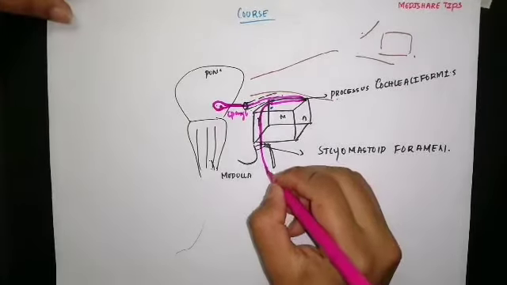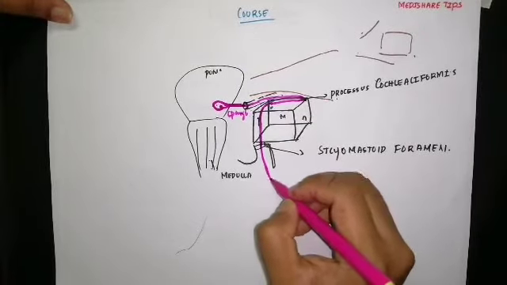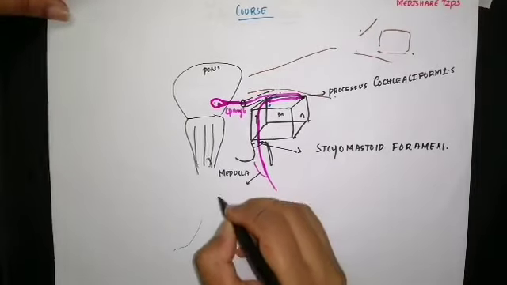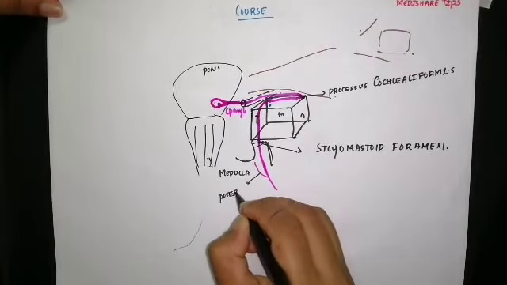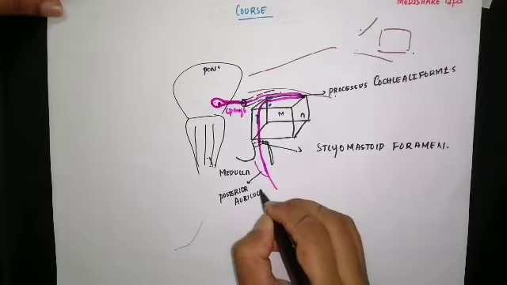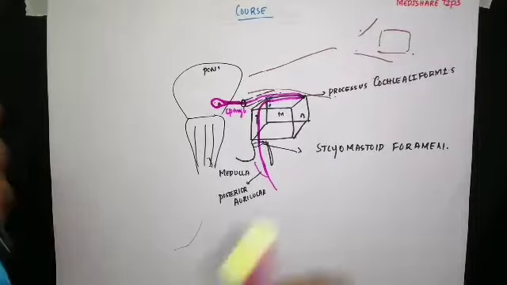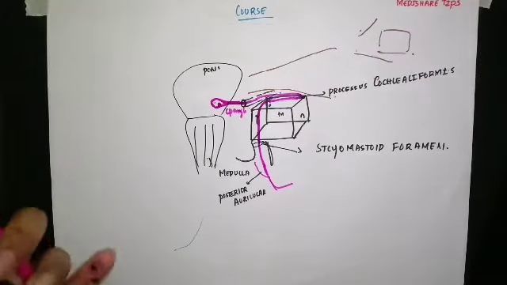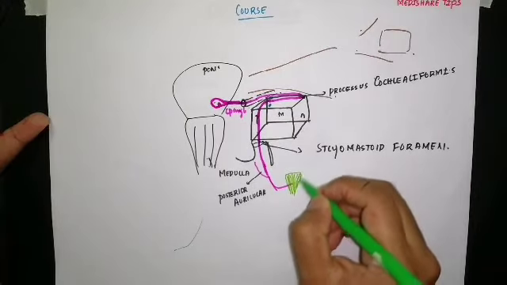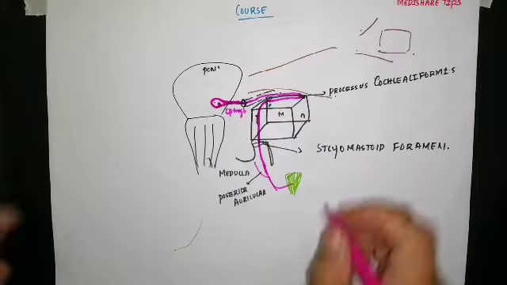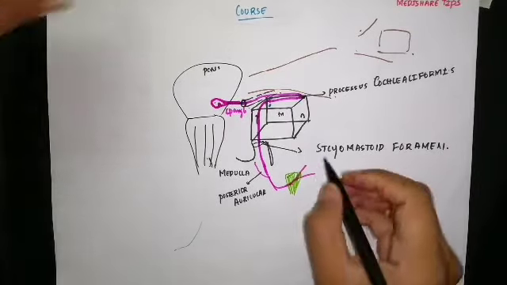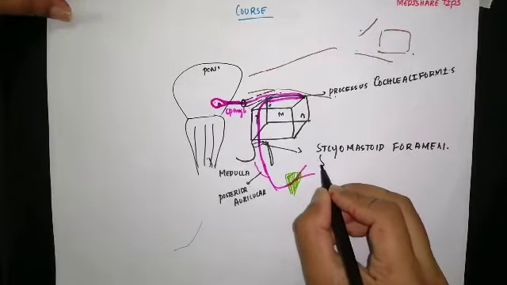After exiting through the stylomastoid foramen, immediately it gives out a branch which is known as the posterior auricular branch. Then it passes through the substance of the parotid. This is the parotid gland. Then it divides into some branches. So imagine this to be the face.